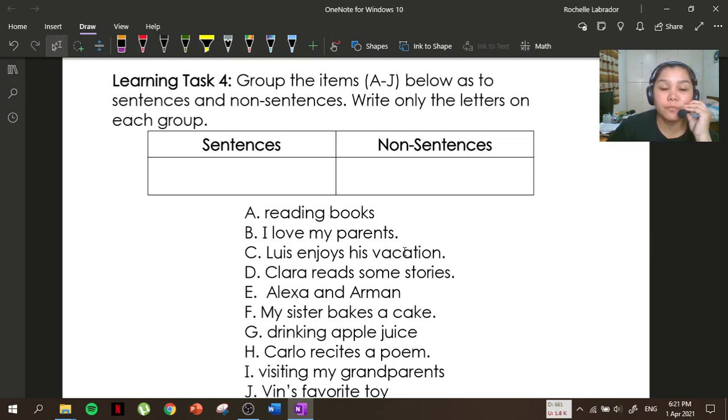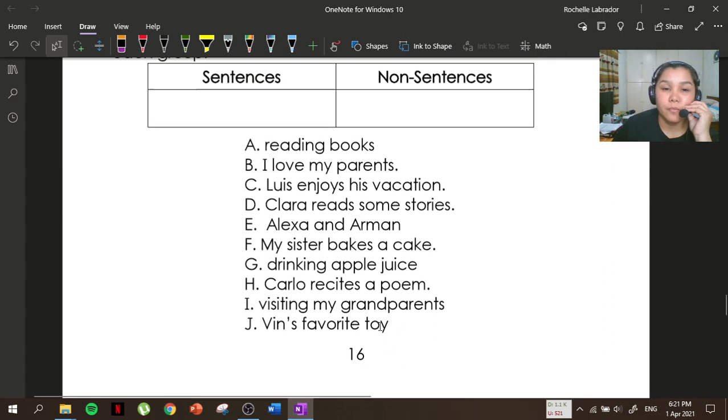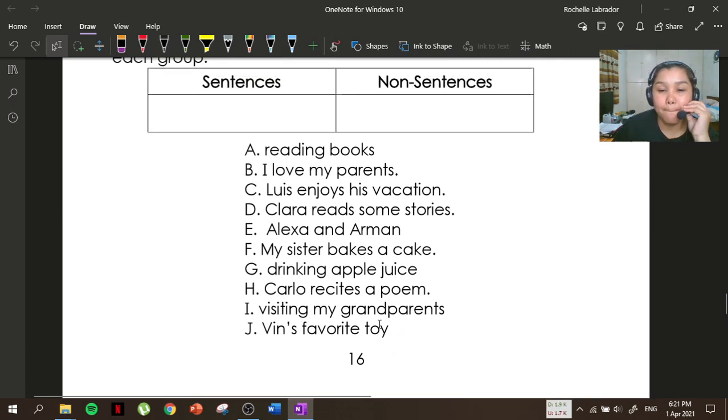Letter H, Carlo recites a poem. Letter I, visiting my grandparents. Letter J, Vince's favorite toy. So if you're done, ano ba? Should I give a clue kung ilan for each group? Okay, pwede. Okay, for sentences, there should be 1, 2, 3, 4, 5.